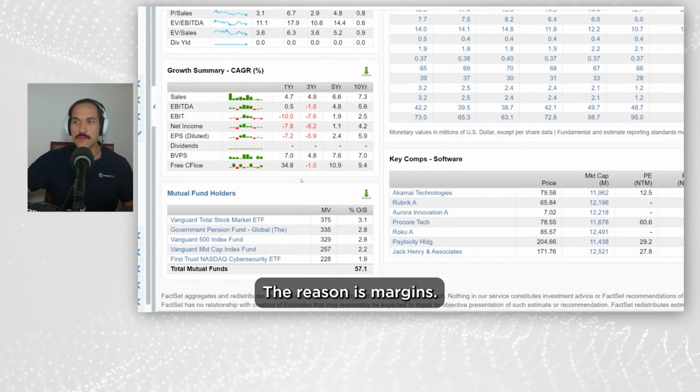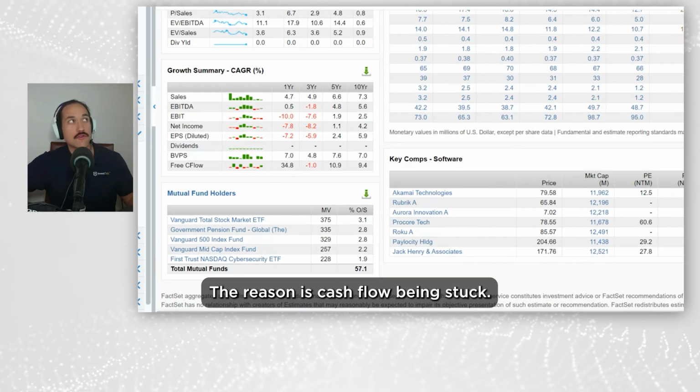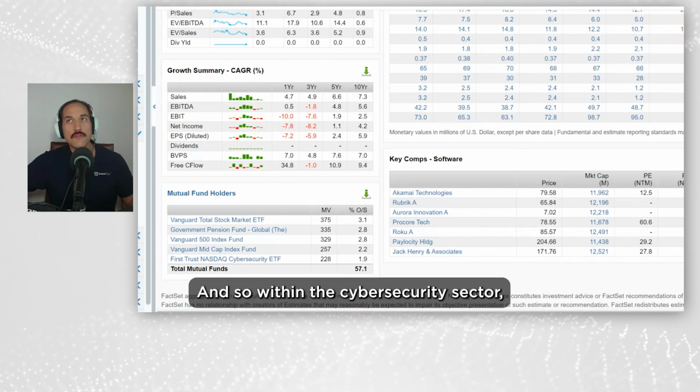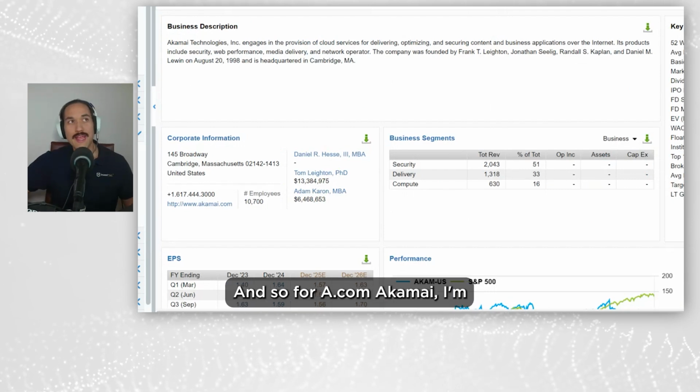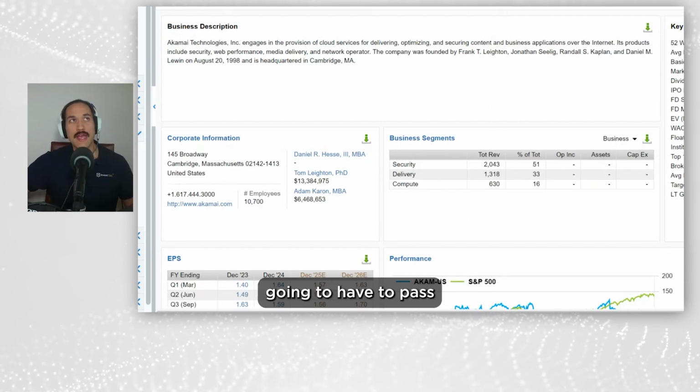And the reason is growth. The reason is margins. The reason is cash flow being stuck. And so within the cybersecurity sector, it is a grow or die business. And so for AKAM, I'm going to have to pass.